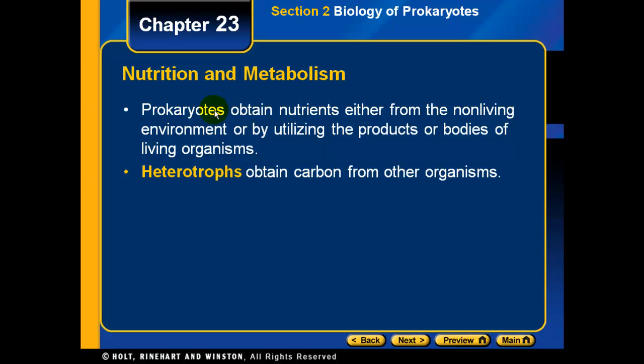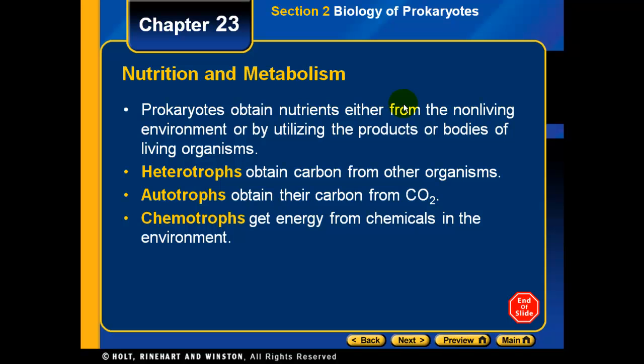Three main categories of what they can be. They can be heterotrophs, which obtain carbon from other organisms. They can be autotrophs, which means they get their energy from the sun and their carbon from carbon dioxide. Or they can be chemotrophs, which get energy from chemicals in the environment.